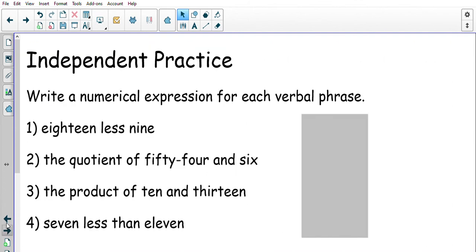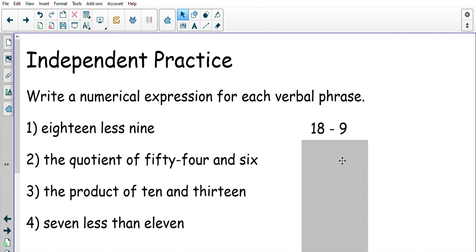All right, last thing for you, I want you to give these 4 questions a try. Pause the video. You're writing some numerical expressions here. When you're ready, restart it and we'll go through the solutions. All right, we're almost done here. So number 1, we've got 18 less 9. Hopefully you wrote 18 minus 9.